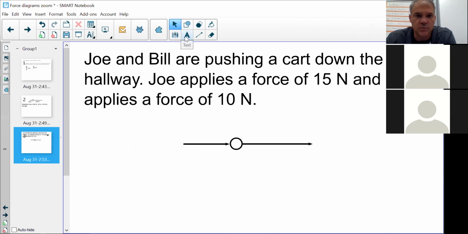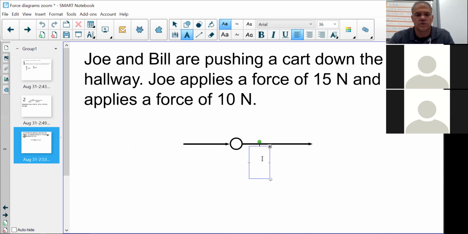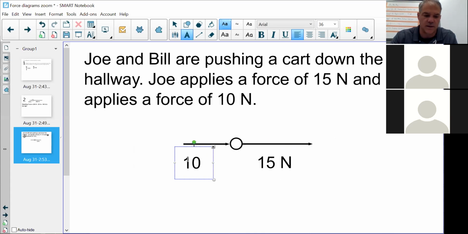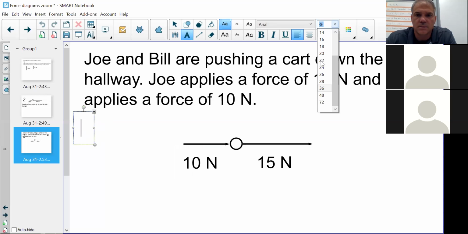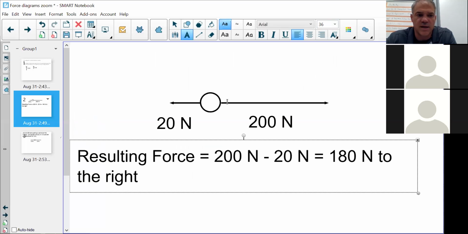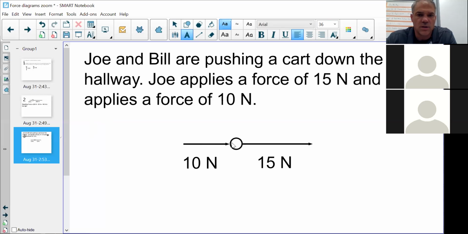Now, the next thing we should do is label this diagram, which means we need to type out how many newtons each arrow represents. So it's 15 and 10. Okay. Now, if we wanted to calculate the resulting force, how would we do that in this case? So last time on the previous slide, we subtracted them because they were opposite. Now they're the same direction. So what do you think we're going to do with these forces? Will we still subtract them?